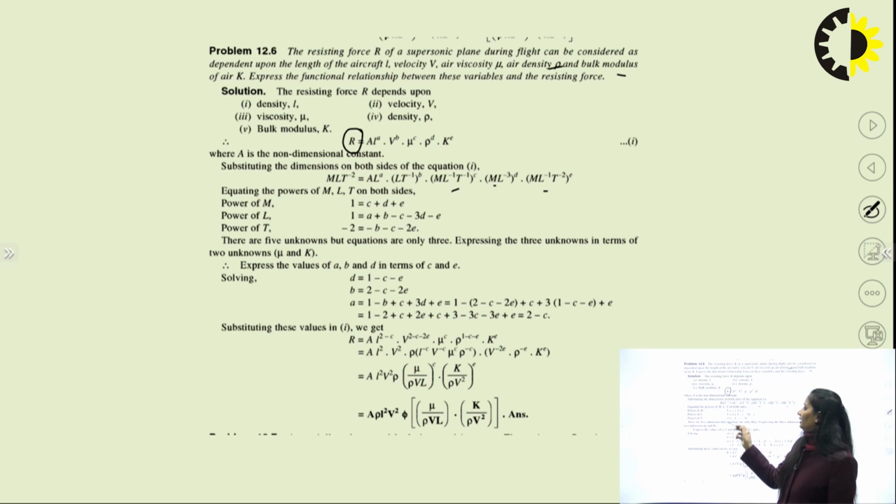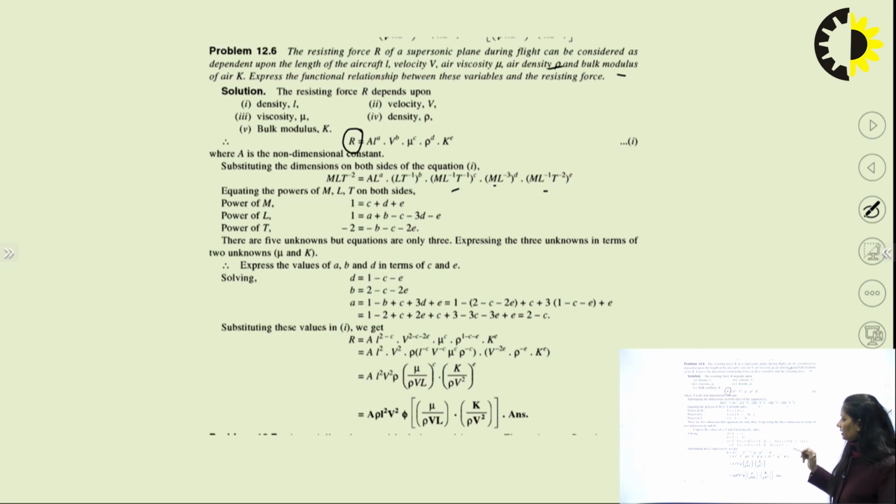Okay. By equating the powers of M L T and by solving all the terms, you will get as final, D equal to 1 minus C minus E. B is simply 2 minus C minus 2E. Okay. Here you can see that this kind of equation is going to be a complex phenomenon. Okay, this is a complex problem. That's why we consider that when a particular phenomenon is involving more than 3 parameters, then we do not usually prefer to solve it by Rayleigh's method. We go for the Buckingham method.